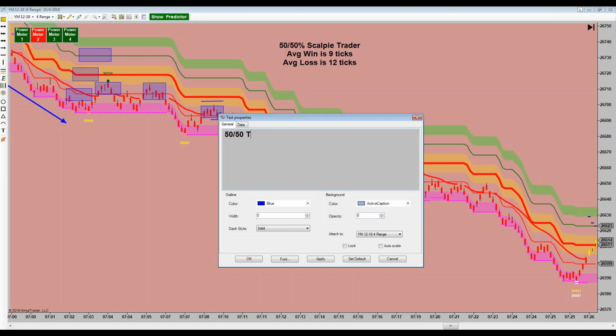And let's call them a runner trader. Here again with one lot, right? And this particular trader, the average win is 27 ticks. And the average loss is, once again, 12. Is this guy making any money?